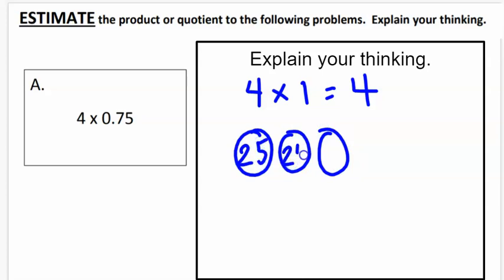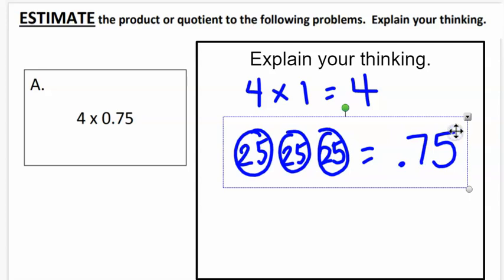I love to think about money here. So that equals 7,500 or 75 cents, right? So if I do that 4 times, let's just say I do that 2 times.